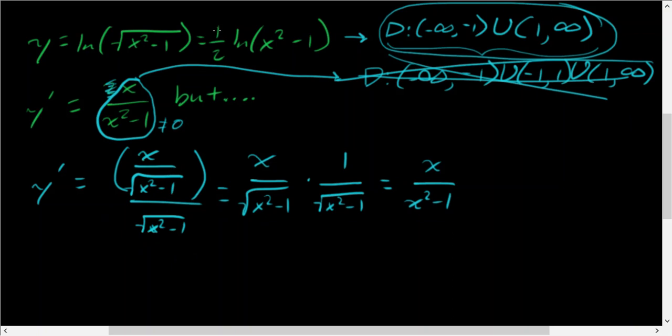And so we see the domain matches up between y, the original, and y prime. So we can't gain values, right? This negative 1 to 1 here, we couldn't gain values. We can only have as much as the original domain or fewer.